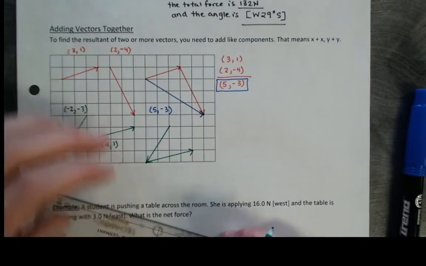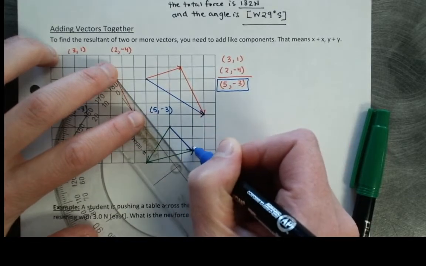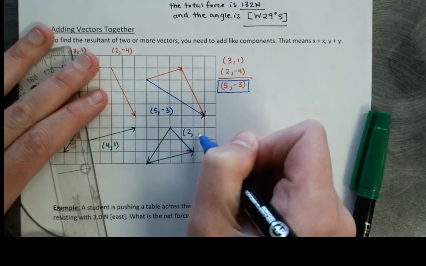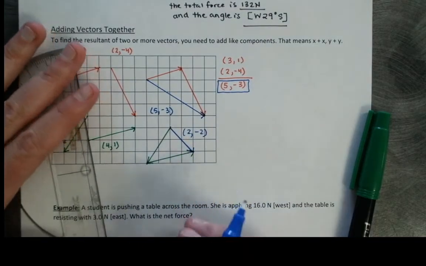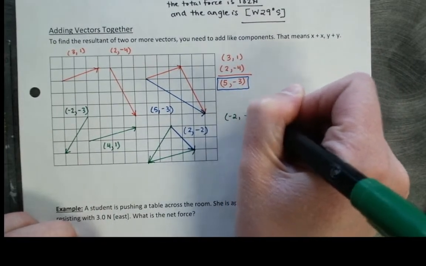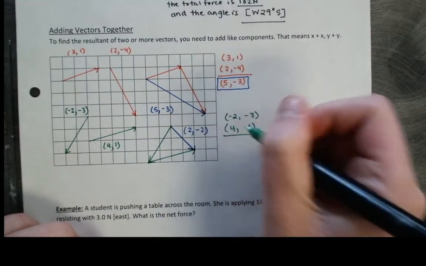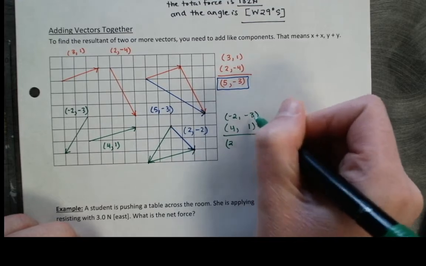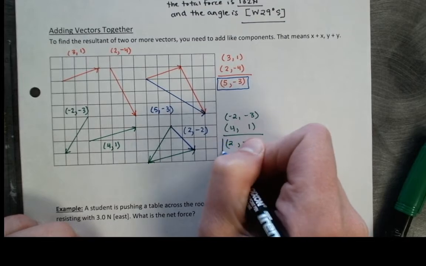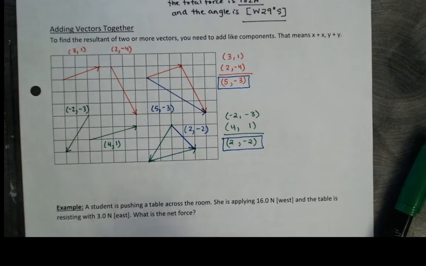Okay, so we get something like this. Our answer, we're going to put our tails together, our tips together. We end up with one that is 2 to the right, and 2 down, so negative 2. Well, let's see if we just added our components together, if we would get the right answer. Okay, negative 2 plus 4 is 2. Negative 3 plus 1 is negative 2. Well, would you look at that? It gives us the exact same answer.